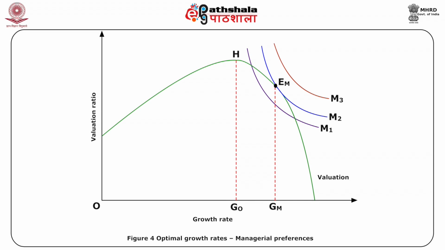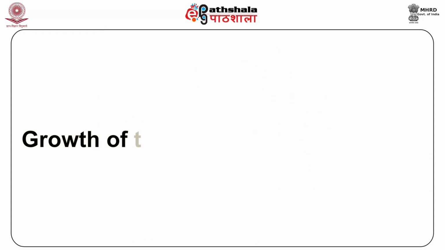x-axis and the valuation ratio given on the y-axis. The point of tangency EM between the managerial indifference curve M2 and the valuation curve represent the point where the utility of the managers will be maximized. The managers presumably favor higher growth than the owners, hence GO and GM, the preferred growth rates, do not coincide.